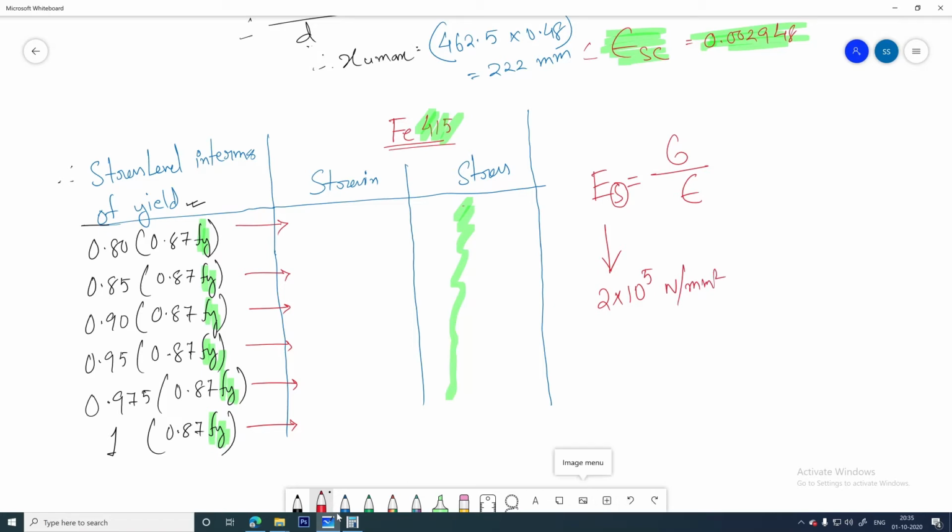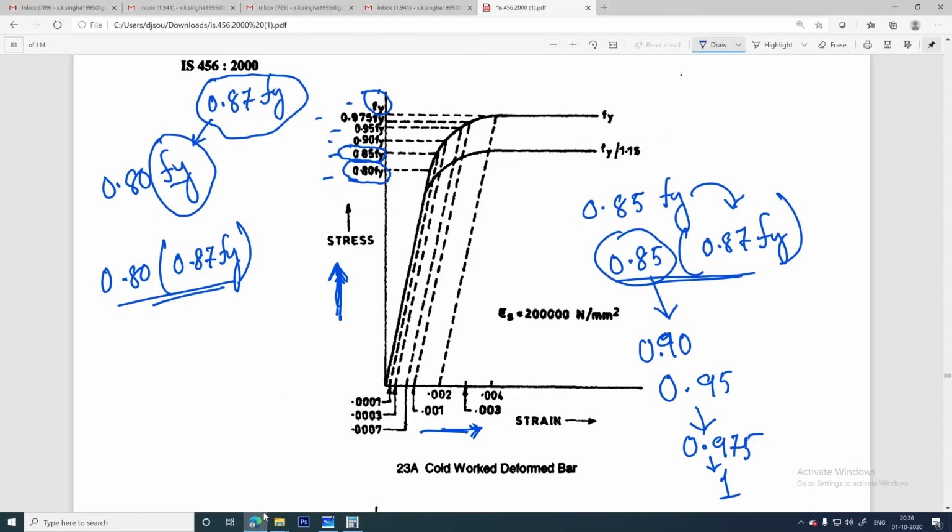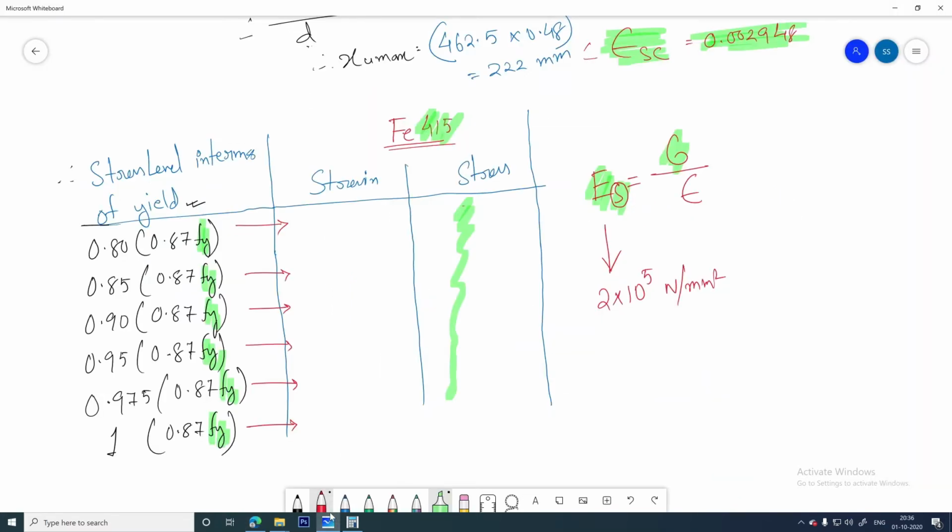square. So we know the value of the stress, we know the value of the modulus of elasticity of steel. This is also given in the code. You can see 2 into 10 to the 5 Newton per millimeter square. This is the basic thing, everybody remember this. So you know the stress, and similarly you can determine the value of the strain, and that strain value we need to put over here.